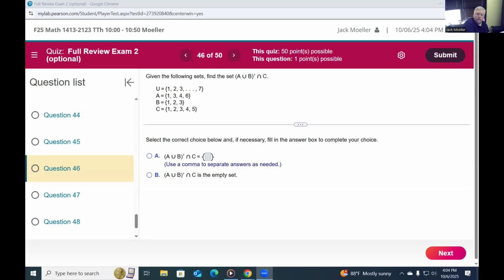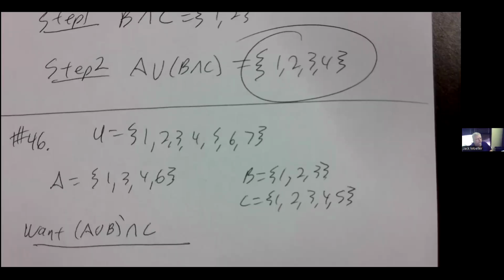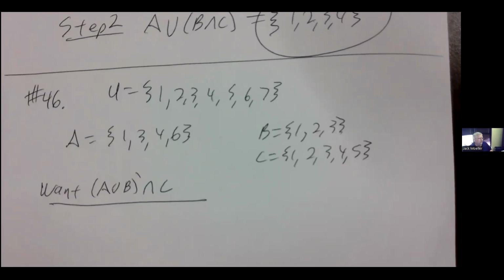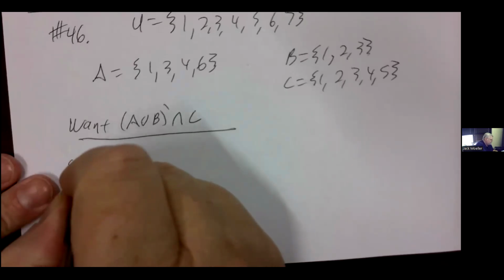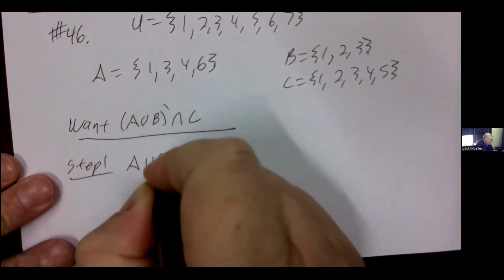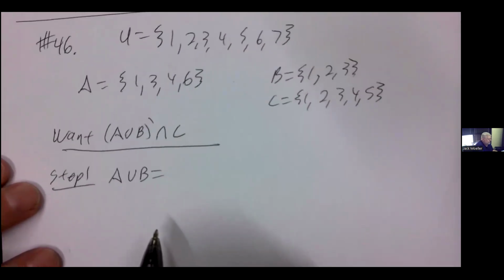And what do we want? We want A union B complement intersection C. All right. Okay, so here are our sets. We want A union B complement intersection C. So where do we start? Order of operations says start inside the parentheses. So first thing is A union B.